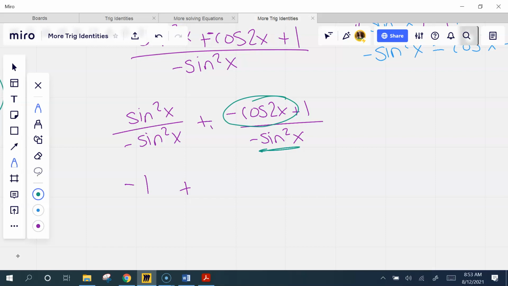So I'm going to convert negative cosine 2x to, remember it's negative, 1 minus 2 sine squared x. But I still have that plus 1 on the end, right?